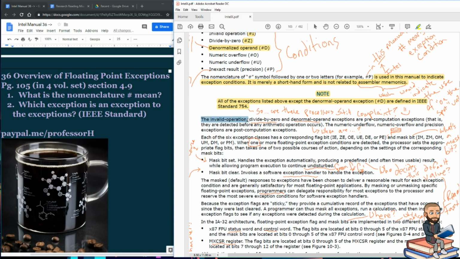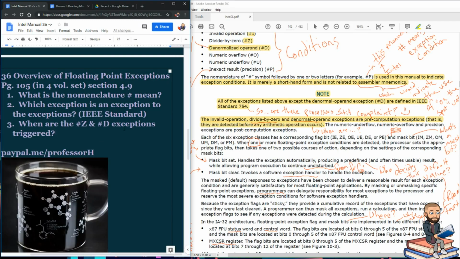Well, the invalid operation, divide by 0, and denormal operand exceptions are pre-computation exceptions, meaning these occur before any computing is done. That means the processor detects this and creates an exception before anything happens. Or if you want to be fancy about it, you could say before any arithmetic operation occurs. So a good question there would be when are the divide by 0 and denormal exceptions triggered?